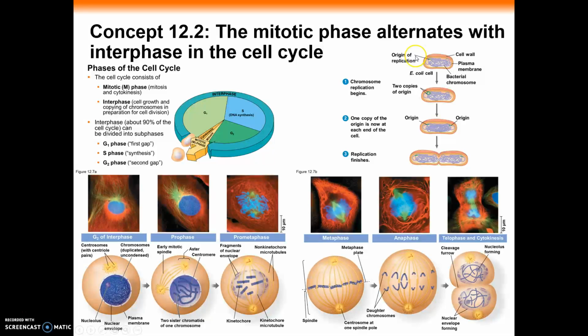Again, bacteria, a whole lot simpler. We have the DNA within the cell. We start a replication fork. It continues replicating until it has two separate copies, and then we ultimately will separate it into two.